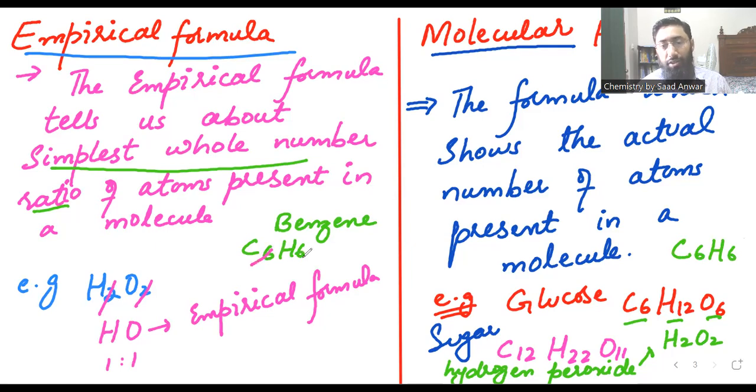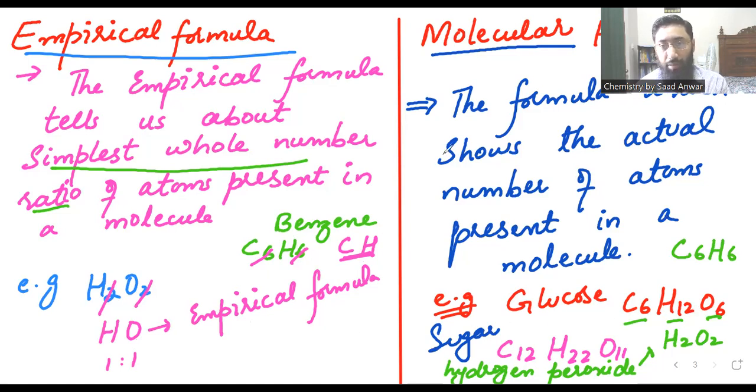I can cancel this 6 with that 6 and then CH becomes the empirical formula of benzene. CH is telling me the ratio of carbon to hydrogen is equal. So empirical formula tells us the ratio of atoms present in a compound, and it is the simplest whole number ratio. Whole number means it should not be a fraction. Simplest means I cannot cancel any further, the most simplified digits.